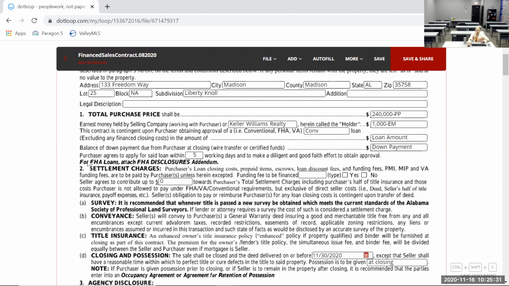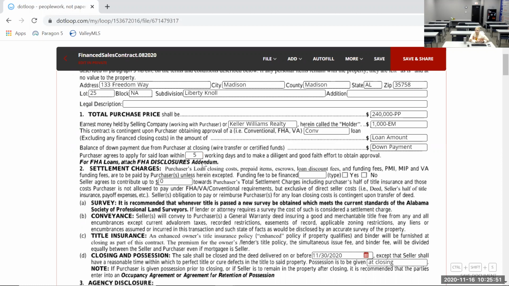Good. All right, purchaser agrees to apply for said loan within blank working days and to make a diligent and good faith effort to obtain approval. Now, you need to put 3 to 5 in here. You can put 5, you can put 3, whichever you want to put.